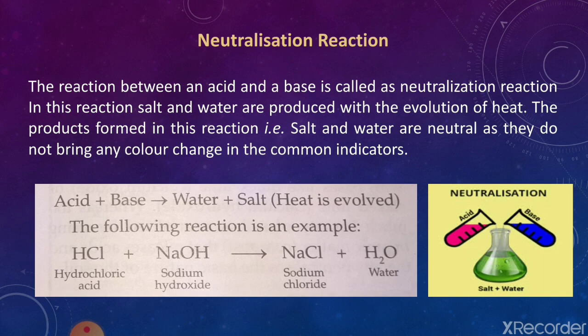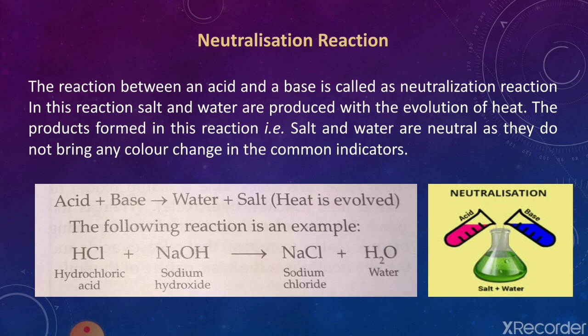Now, neutralization reaction. Now we have studied acids and bases. Now what happens when acids and bases react together? When an acid and a base react together, they form two products, that is salt and water. Both salt and water are chemically neutral, meaning they will not give any reaction of an acidic solution or any reaction of a basic solution. It means that they are neutral.